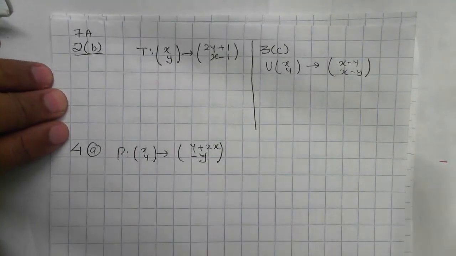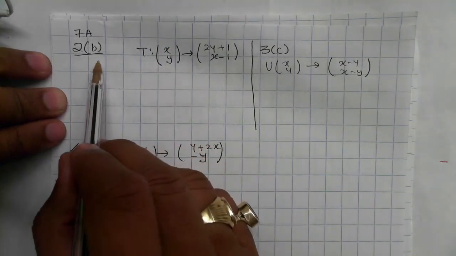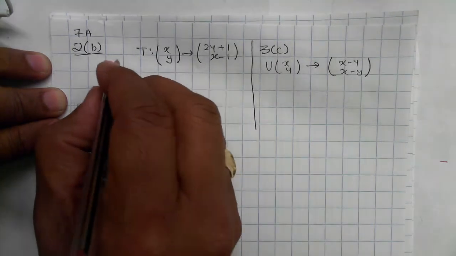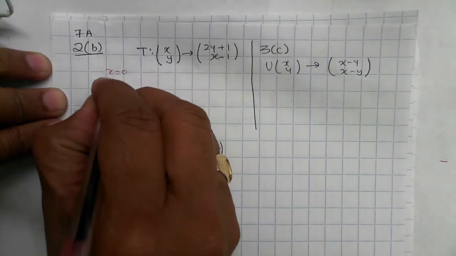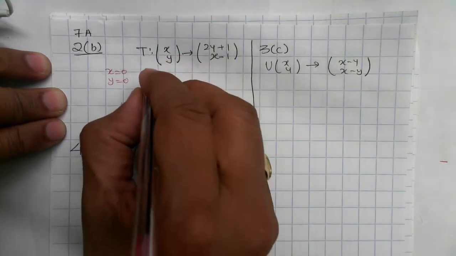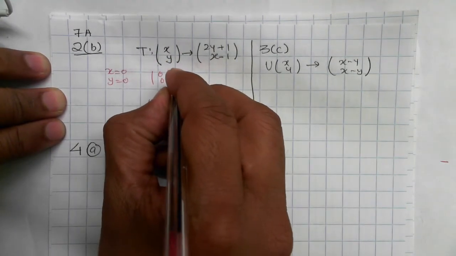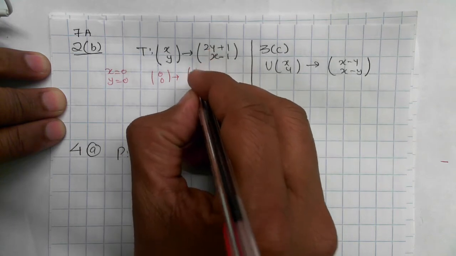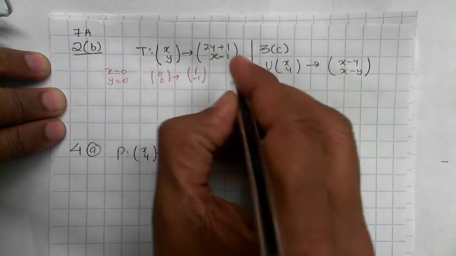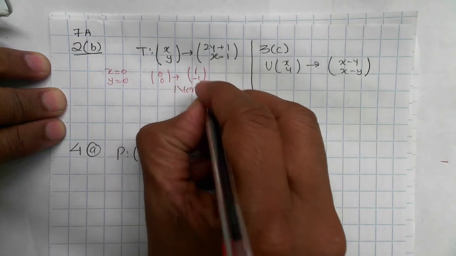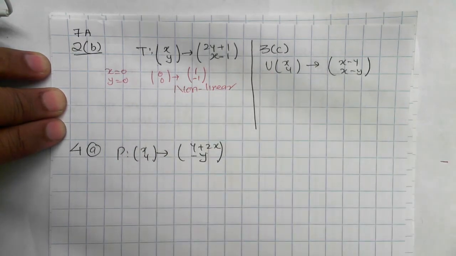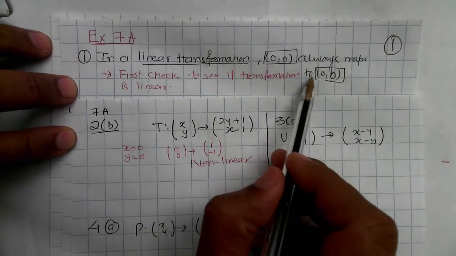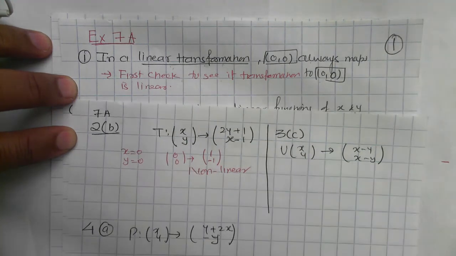Okay, so first of all, check if this, question 2b, this transformation is linear or not. What I'm going to do is substitute x equals 0, y equals 0 over here. So 0, 0 as a column vector goes to 1 and -1. This is non-linear because 0, 0 has changed its position, and we were told that the origin does not change its position in a linear transformation.